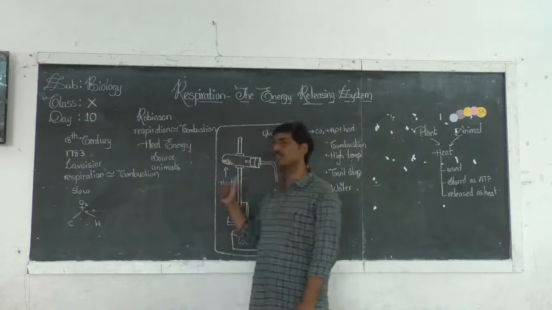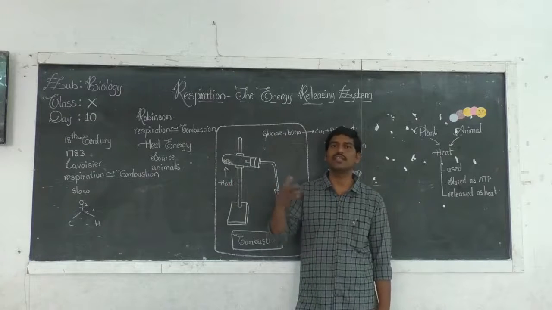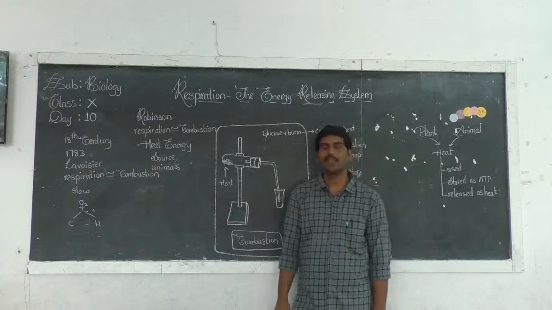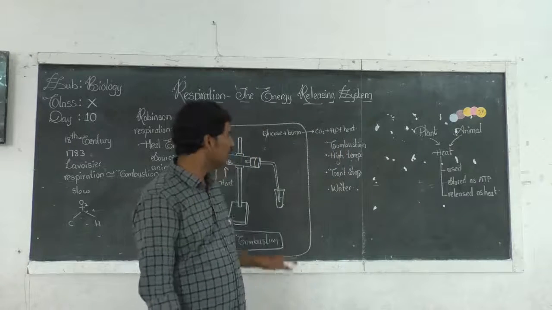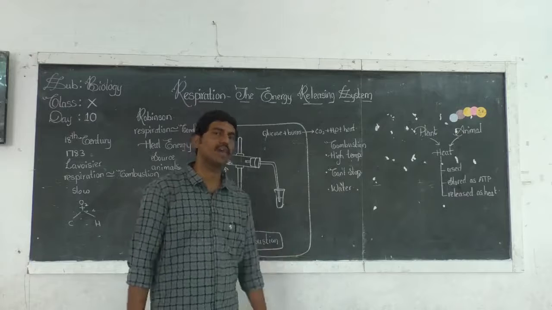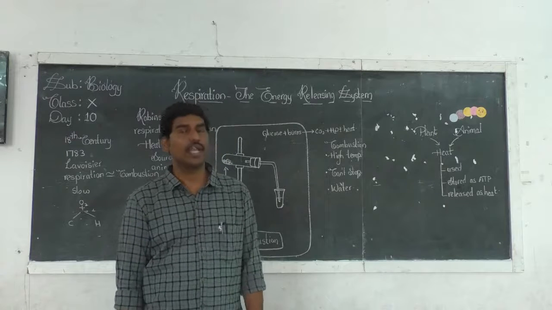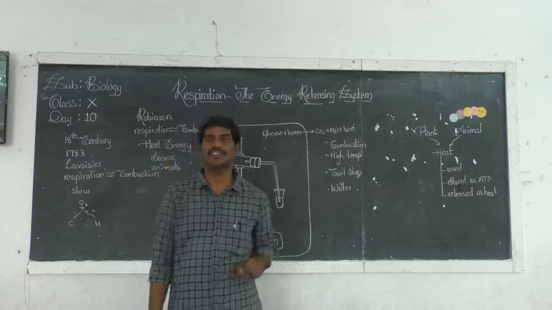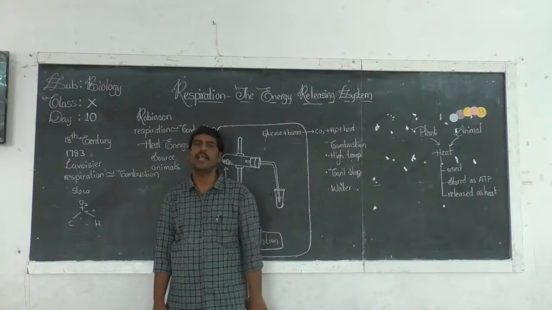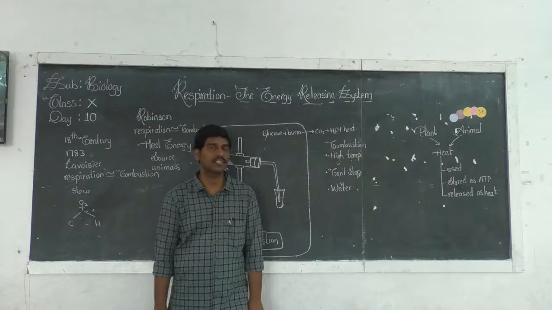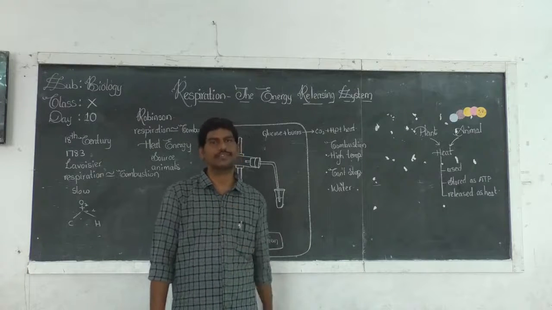The energy liberated during combustion cannot be stored; it is released into the environment. But the energy liberated during respiration is stored in the form of ATP, adenosine triphosphate. We call ATP the energy currency of the cell, and these ATP molecules are produced in mitochondria. That is the reason we have stated mitochondria are the powerhouses of the cells.